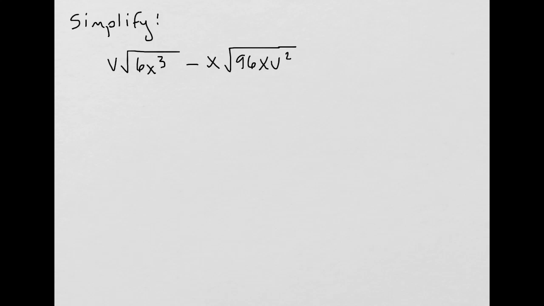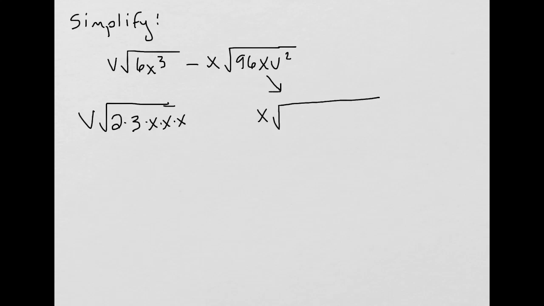Okay, so our first step again is to try to simplify each term on its own. So if we look at the first term, if we factor out the inside, I've got v times 6 factors into 2 times 3 times x times x times x. If we look at the second term, we've got x times the square root of, and then 96 factors into, if you did a factor tree with it, you would have found we end up with 5 2's and a 3, and then times x times v times v.